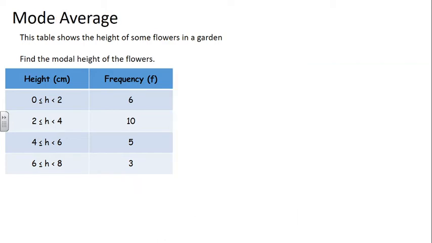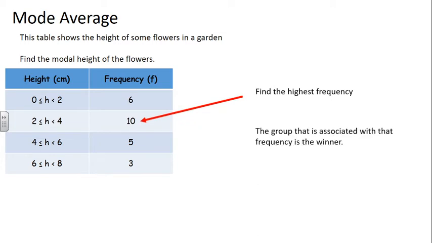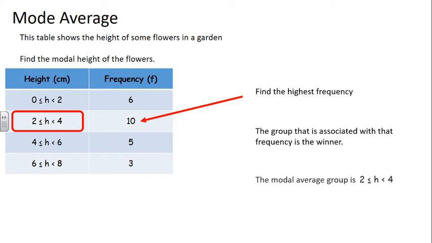The mode average. This one again is really simple, as we've done before. You're finding your highest frequency, which is 10, and then you're choosing the group that's associated with that frequency. So that's your group. The height is greater than or equal to 2, but less than 4 is the modal group.